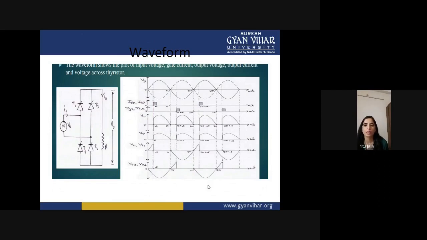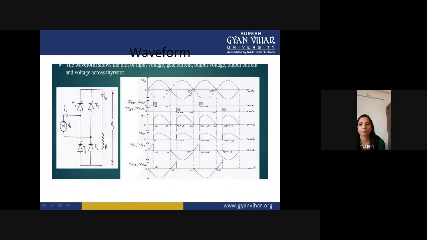When you see these waveforms, I am going to explain that in this converter, not only the positive half cycle is converted into DC, but the negative half cycle of the input voltage is also converted into DC voltage. First, in these waveforms, Vs is your input voltage. This is your positive half cycle and this is your negative half cycle. From 0 to pi the supply voltage is positive, and from pi to 2 pi the supply voltage is negative.